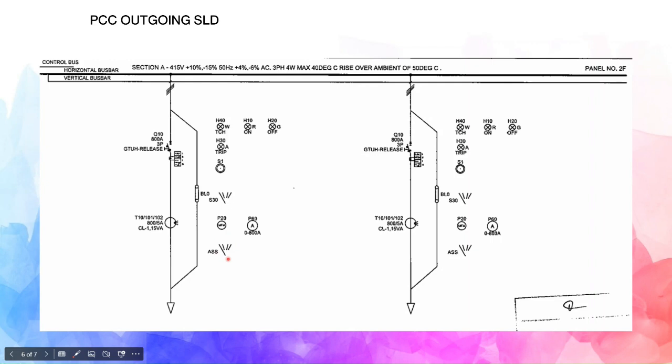I think this is enough for today's video, and I'll come to MCC and PDB, PMCC. The structure of PMCC and PCC is more or less similar. MCC has a slightly different GA drawing, and I'll come to that in subsequent videos.